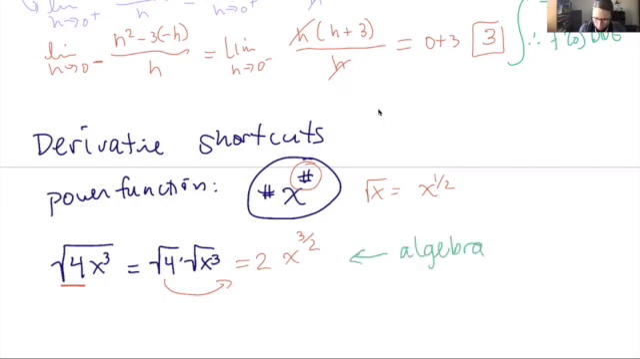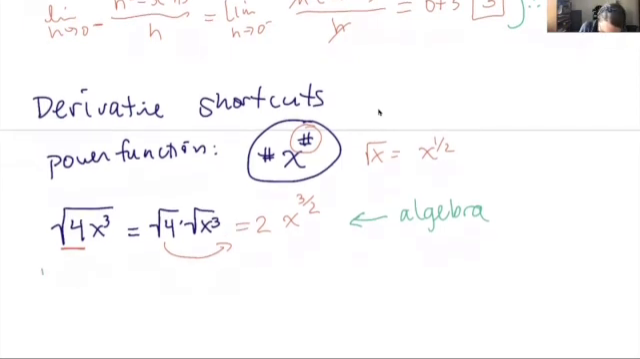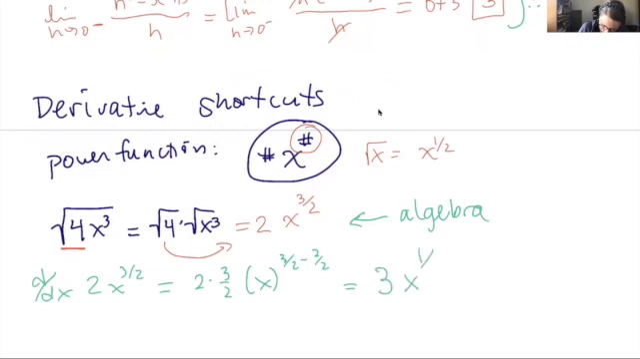But this is how you rewrite something like this as a painfully obvious power function. And now we could take the derivative. And now we could use the power rule. And so now we would get 2 times 3 halves x to the 3 halves minus 1, which we see is the same thing as 2 halves. So we get 3x to the 1/2.